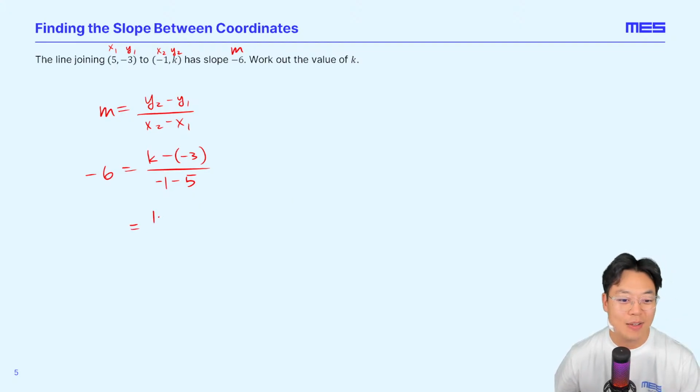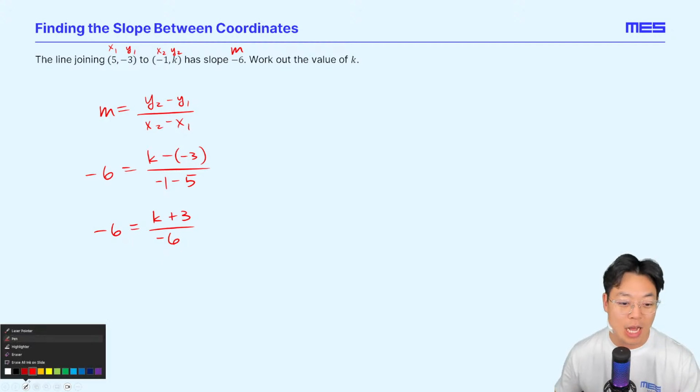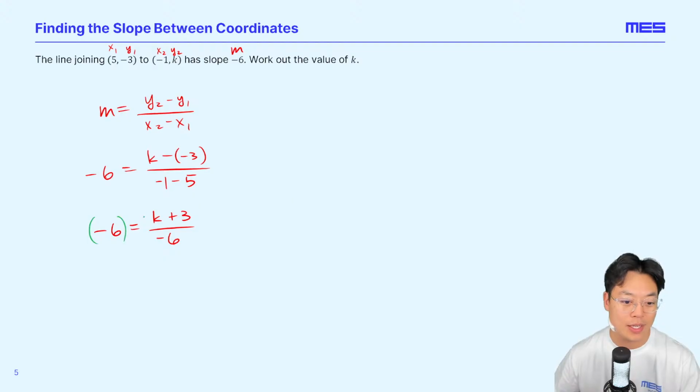We have k minus a negative 3, that's plus 3. Negative 6 stays on the left side. Negative 1, and you subtract 5. You go 5 even lower. So now you have negative 6. In order to get rid of these denominators, in order to isolate k, the next step would be to get rid of the denominators. Multiply both sides by that negative 6.